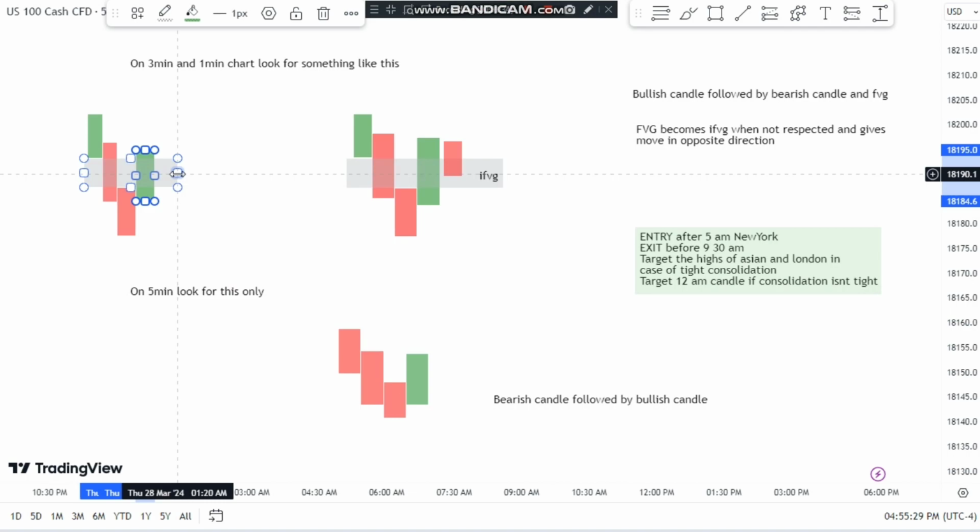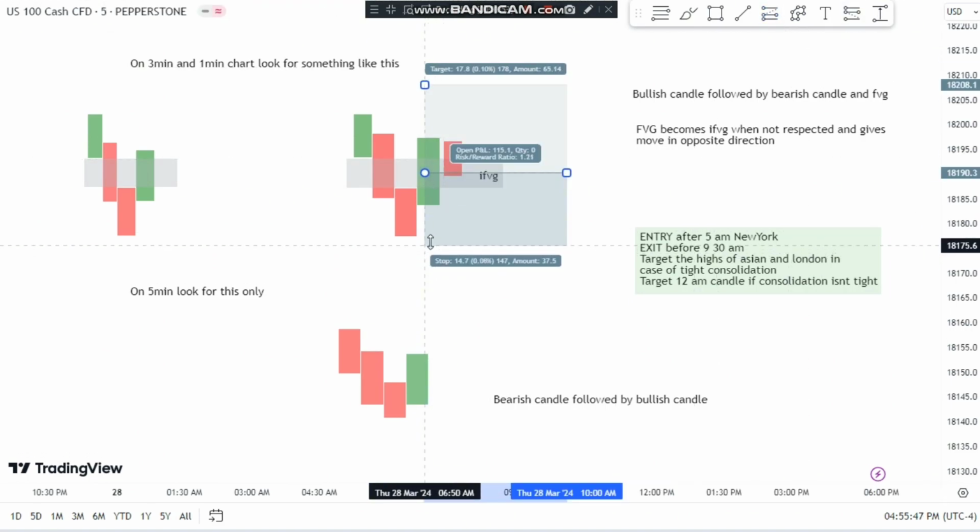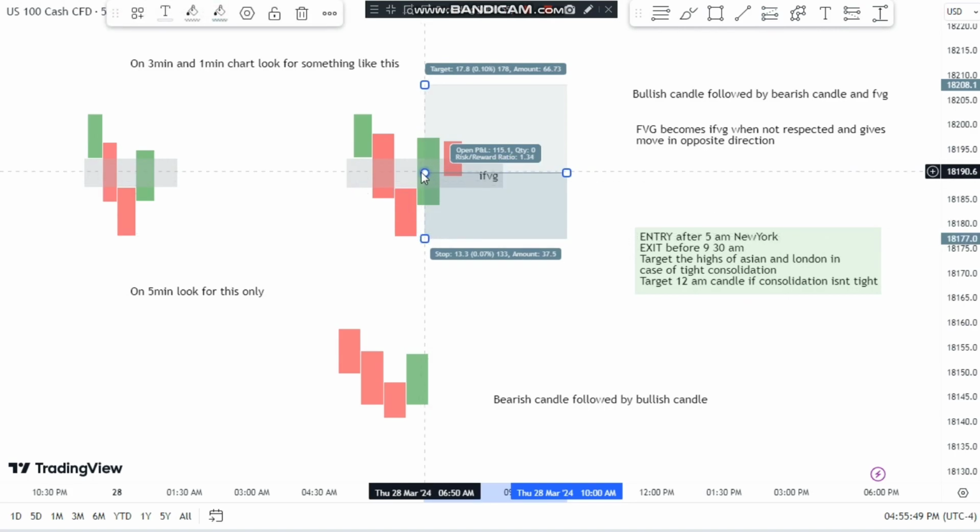This FVG was supposed to be bearish and the price was supposed to go down, but you can see a candle came up and closed above it. So now this fair value gap will give a move in the upward direction. This candle closed above it, the price will go down into this fair value gap, and this is where you will get an entry on the 1-minute or the 3-minute time frame. This will be your entry point, and this swing low will be your stop loss. Now we will discuss the target later on.